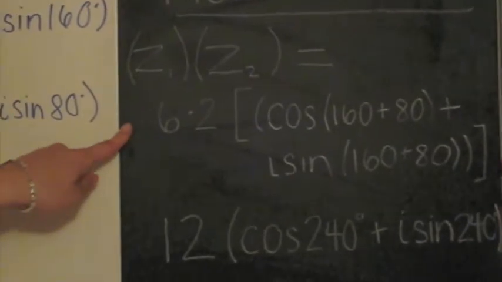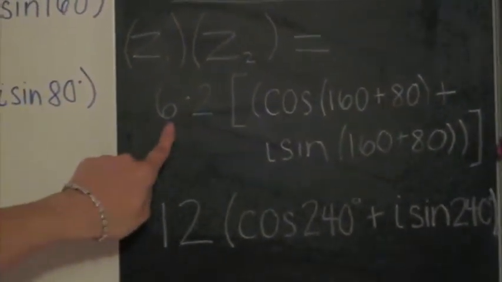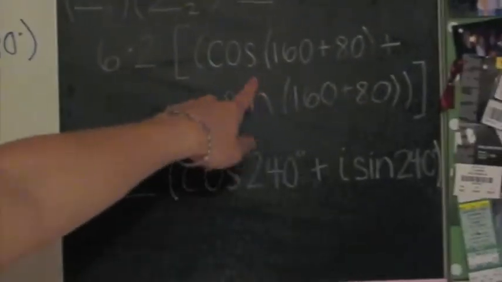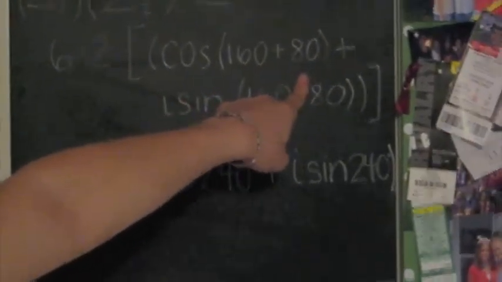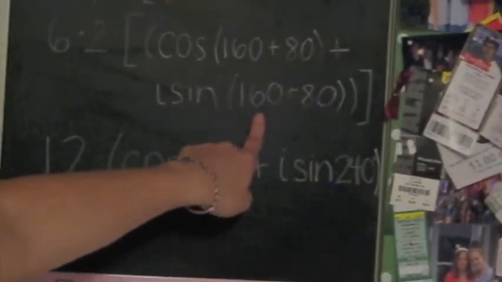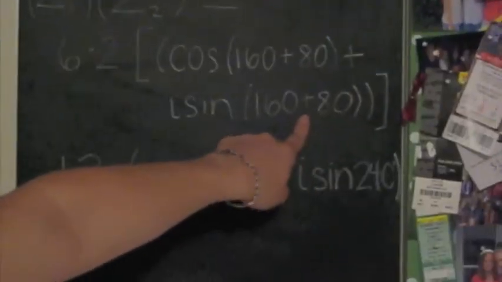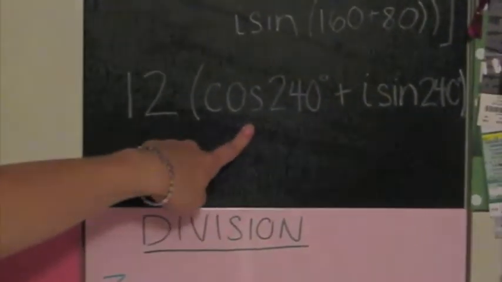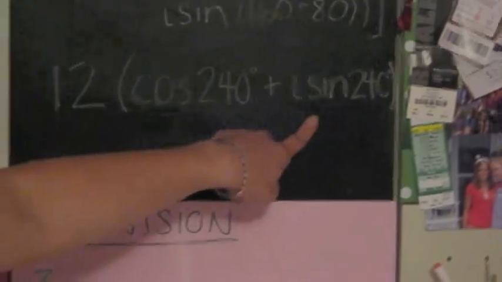First, we're going to multiply z1 and z2. You start by multiplying r's together, which in this case are 6 and 2. Then you take the cosine of theta 1 and the cosine of theta 2, 160 and 80, and add them. And you take the sine of theta 1 and the sine of theta 2 and add those.